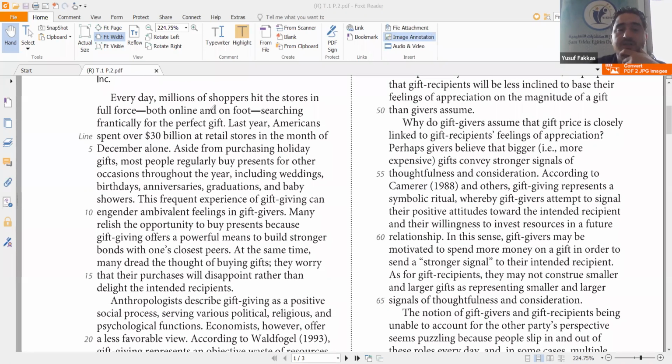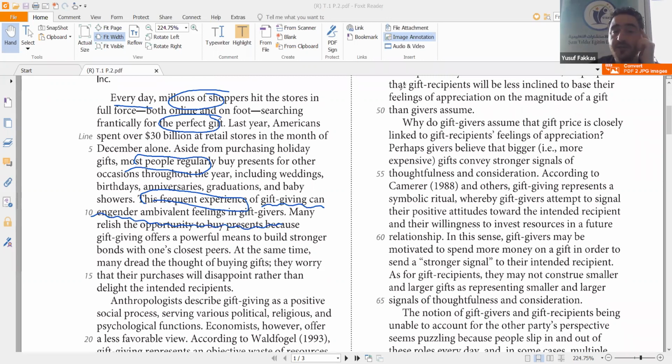Every day, millions of shoppers hit the stores in full force, both online and on foot, searching frantically for the perfect gift. These are my keywords in this sentence. Last year, Americans spent over $30 billion at retail stores in the month of December alone. Aside from purchasing holiday gifts, most people regularly buy presents for other occasions throughout the year, including weddings, birthdays, anniversaries, graduations, and baby showers. This frequent experience of gift giving can engender ambivalent feelings in the gift giver.